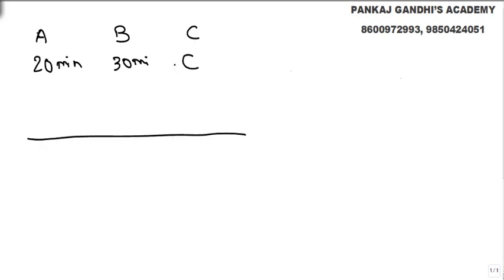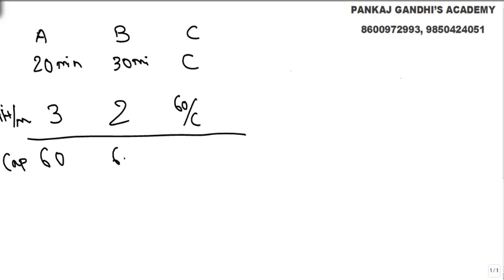Now the question here was, same question we are trying. A alone can fill the tank in 20 minutes, B alone in 30 minutes, while C alone can, let's say, empty in C minutes. We assume capacity 60 liters. A per minute 3, B per minute 2, and C per minute 60 by C.